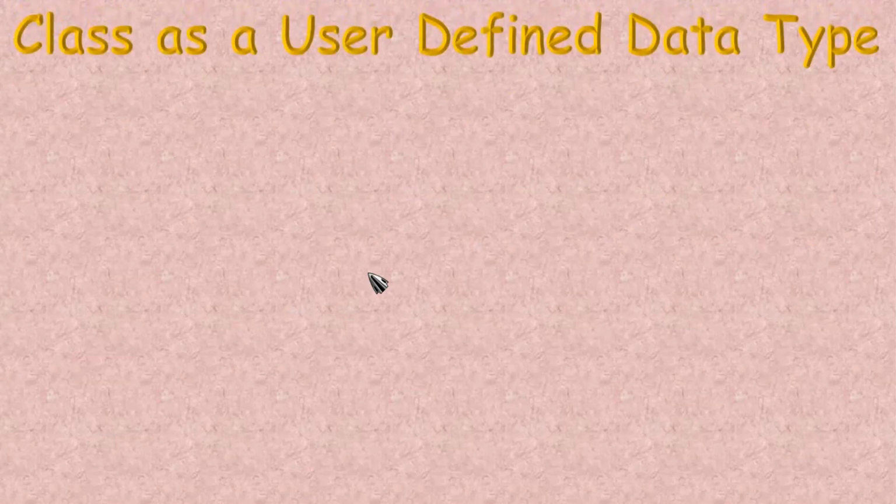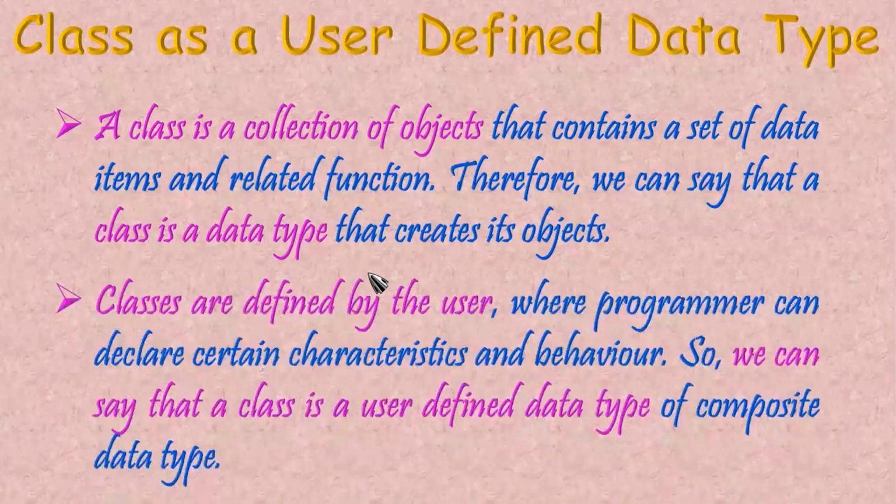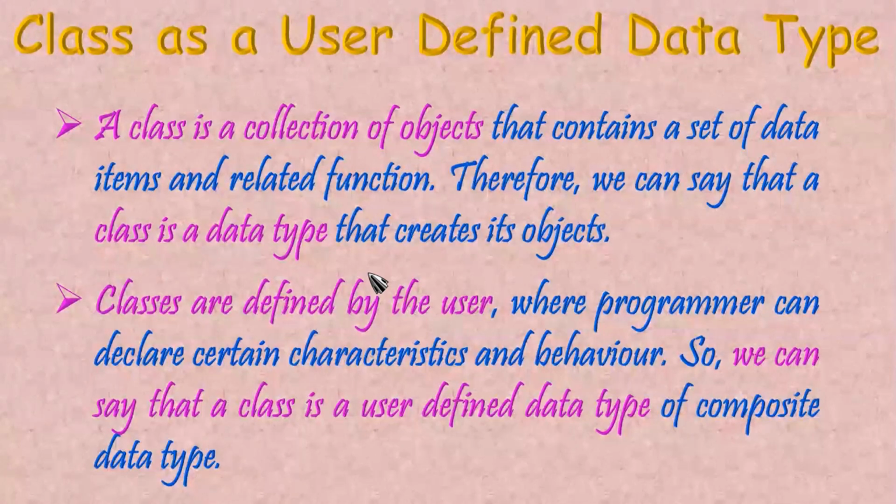Class as user defined data type now. A class is a collection of objects, we already know now, that contains a set of data items and related functions. Therefore, we can say that a class is a data type that creates its object. Classes are defined by the user, where the programmer can declare certain characteristics and behavior. So we can say that a class is a user defined data type or a composite data type.